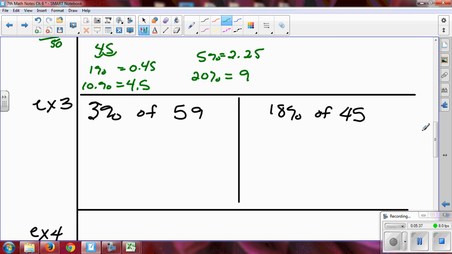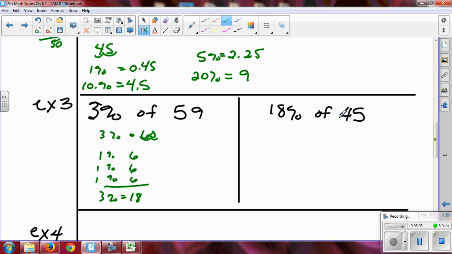So example 3 says find 3% of 59. Well, first let's look at this as 3%. Instead of 59, let's do 60. So something you can see here is 3% is made up of 1%, 1%, and 1%. What's 1% of 60? Move my decimal 2 places to the left and I get 0.6. 0.6. And then 0.6. Add those all together. I get 3% equals 1.8.